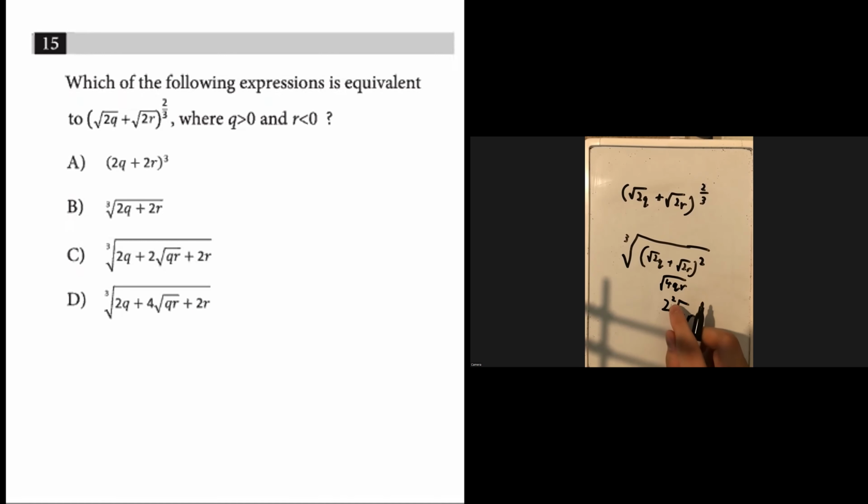So if we square this front 2, because you'd only square the front 2, which would get you 4 root qr, and then obviously you still have to keep the outside terms, which would just end up being 2q, and the right term would be 2r, and then the cube root would still be here, which gets you cube root of 2q plus 4 root qr plus 2r, which is answer choice D.